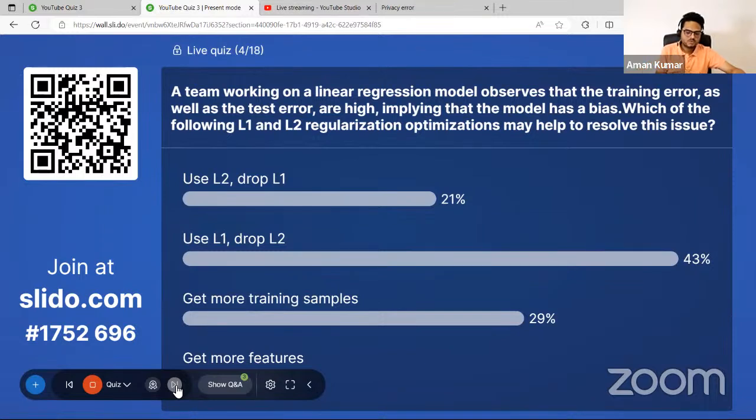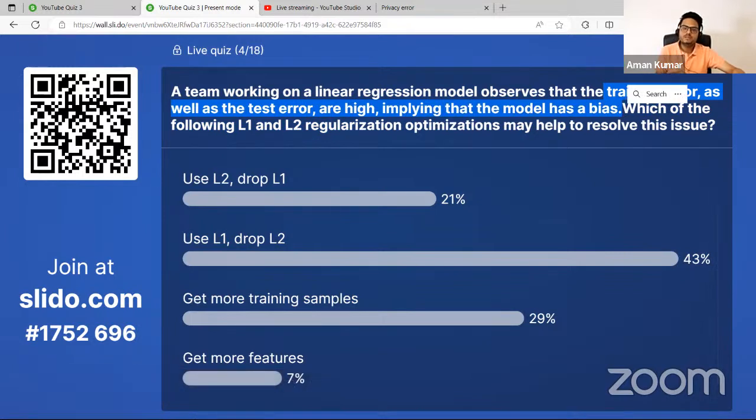Okay, so first of all, tell me out of L1 and L2, which one do you think is more useful in this case, according to you? A team is working on a linear regression model, observes that training error as well as test error are high. So your training error is also high and your test error is also high, meaning model is having bias. Bias means your model is not able to learn the pattern well.